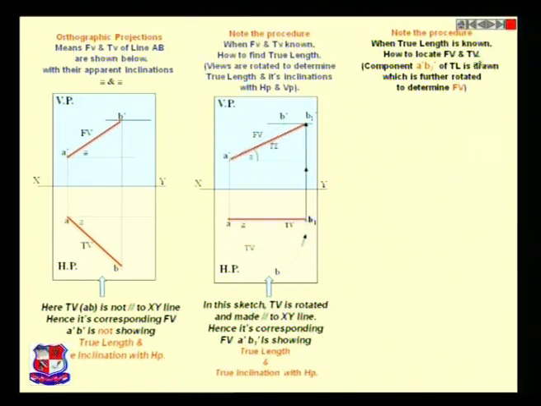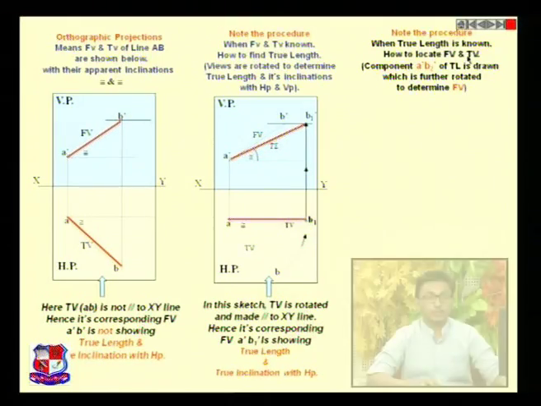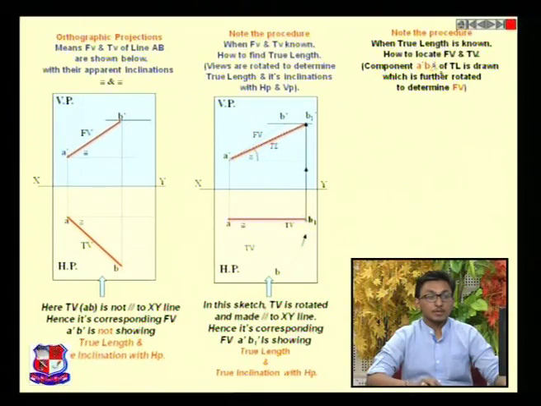Now true length is known. We know what is true length and how to locate the front view and the top view. Now we have got component A dash B dash, true length is drawn, which is further rotated to determine the front view. Now we have got this view over here like this.